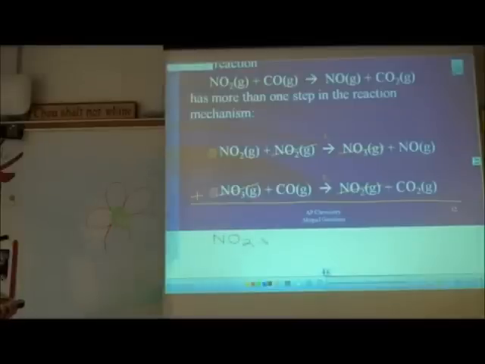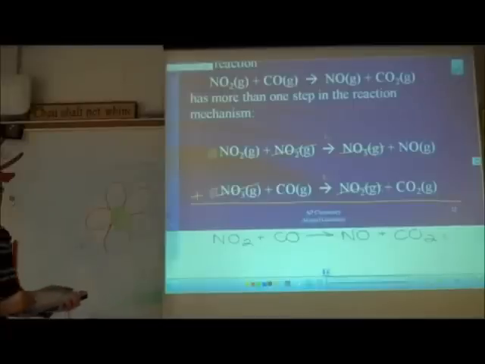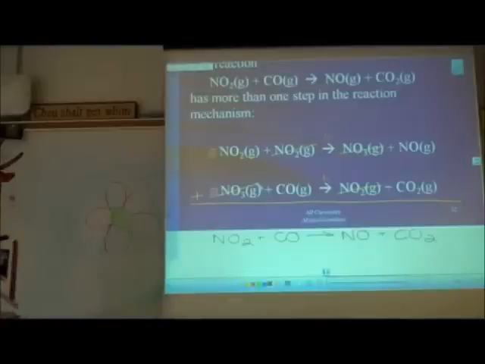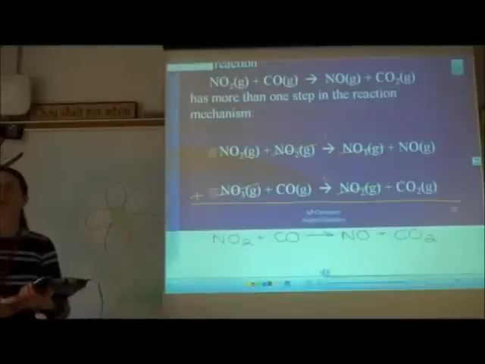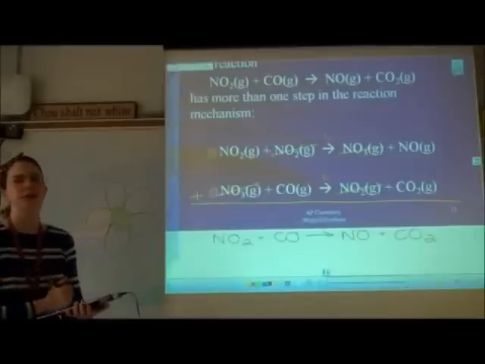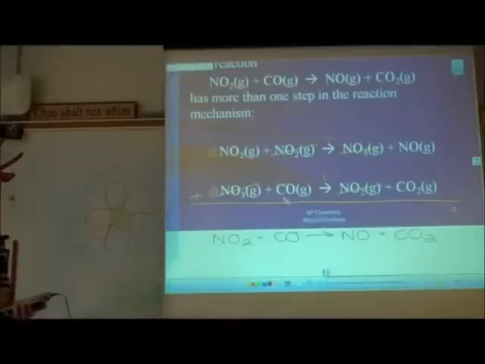I've got NO2 plus carbon monoxide gives me nitrogen monoxide plus carbon dioxide. That reaction matches this one. This overall reaction actually occurs in 2 steps. Now, I would not expect you to just look at a reaction like this and say, oh yeah, I can clearly see that that overall reaction occurs in 2 steps. I wouldn't expect you to know that. I have to give you this information.